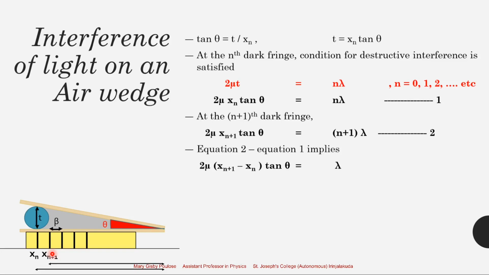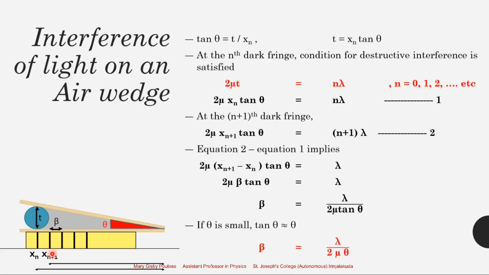Let this be the second equation. The second equation minus first equation gives 2 mu into (xn plus 1 minus xn) tan theta is equal to lambda. Here, the term in the bracket is the fringe width. That is 2 mu beta tan theta is equal to lambda. Thus, beta is equal to lambda divided by 2 mu tan theta. Now, if theta is small, the angle of the wedge is small, tan theta is usually approximated to theta. Hence, we can write beta is equal to lambda divided by 2 mu theta.